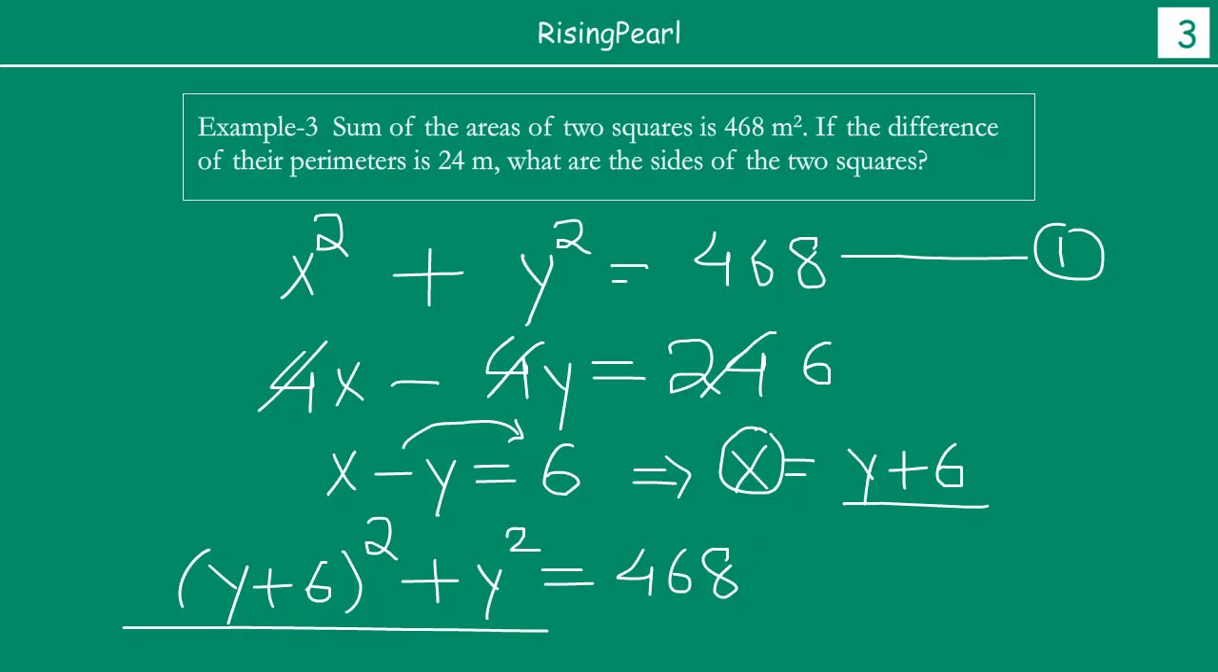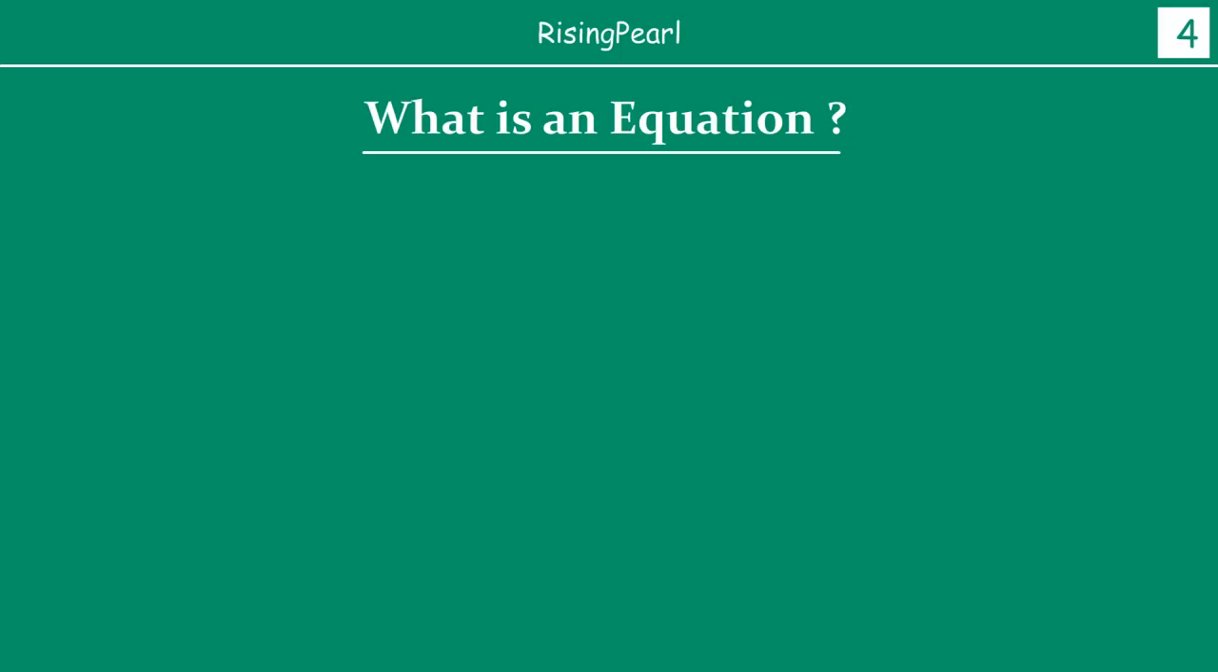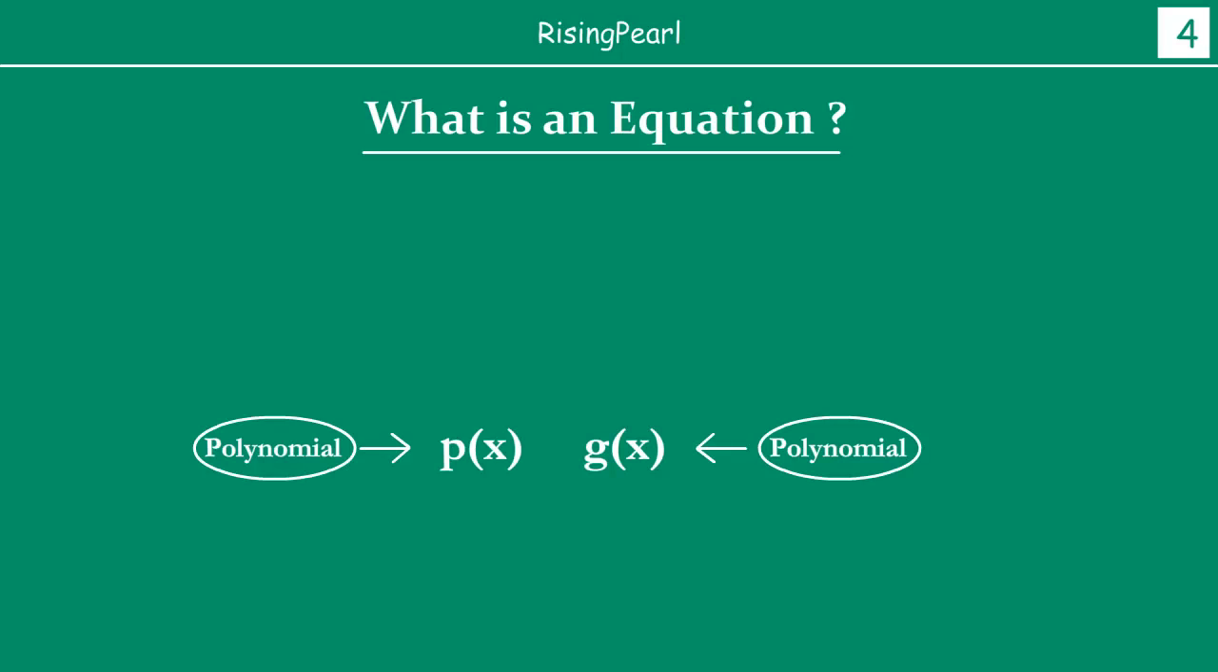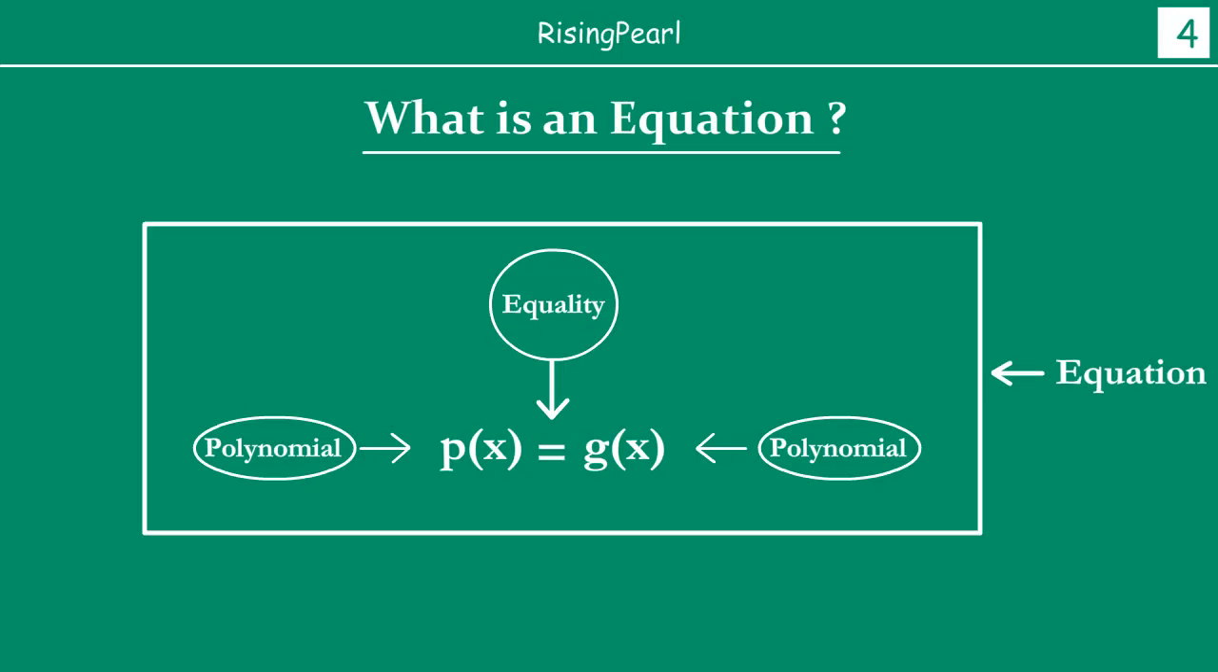So friends, now let's have a quick recall of what is really an equation. If you recall, an equation is nothing but we start with a polynomial, we have another polynomial, and we simply put an equality sign in between, because the moment you put an equality sign in between, it becomes an equation, right? So one polynomial equals another polynomial, that becomes an equation.